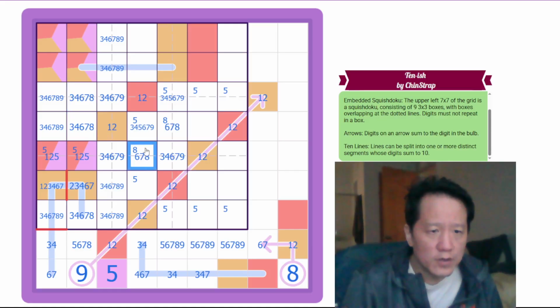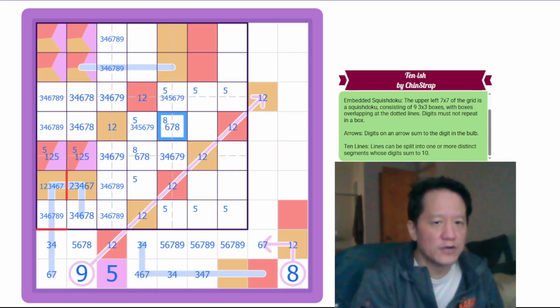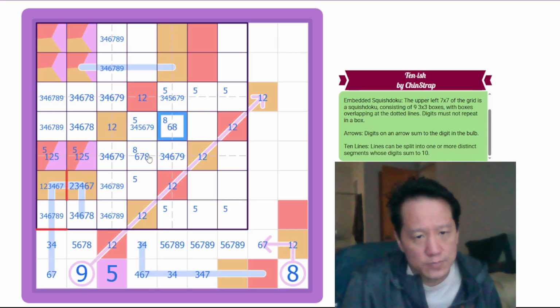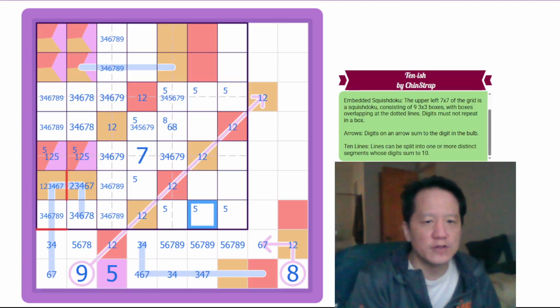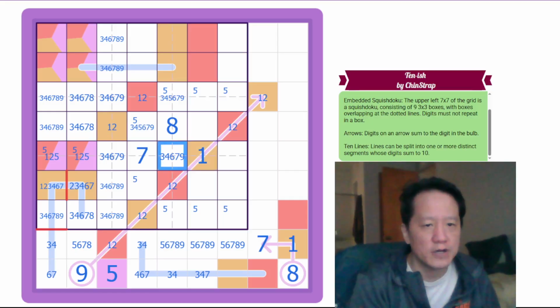So if this is 8, this would have to be 6. So this could never be 7. Can we have then 7 here? That would be 7 there. This would have to be 8. This would have to be 7 and 1, adding up. So therefore, these would be 1.